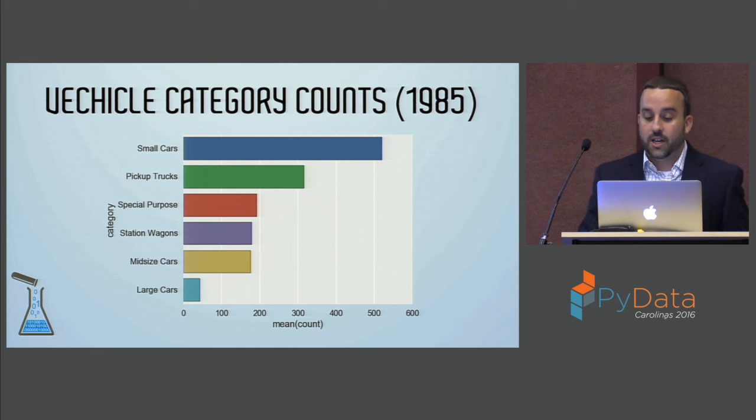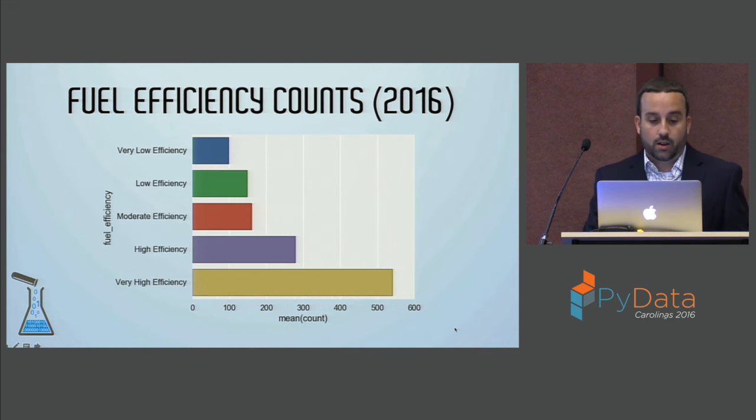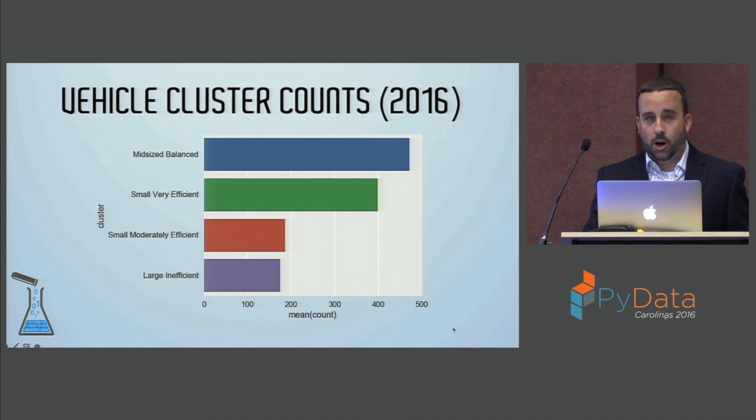And so in addition to changing the year, as I mentioned, you can also change out the field that you're grouping on, right? So here, going back to 2016, I've changed out the vehicle category for the engine size quintiles that we created earlier. Here's the fuel efficiency quintiles that we created earlier, and even our clusters. And this is great, but what if we wanted to take a look at the vehicle manufacturers?